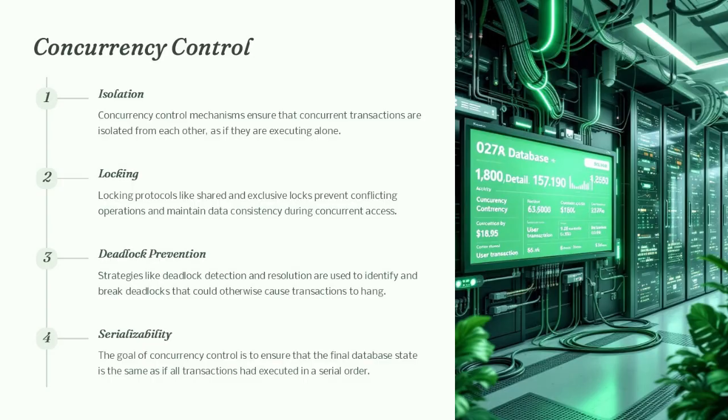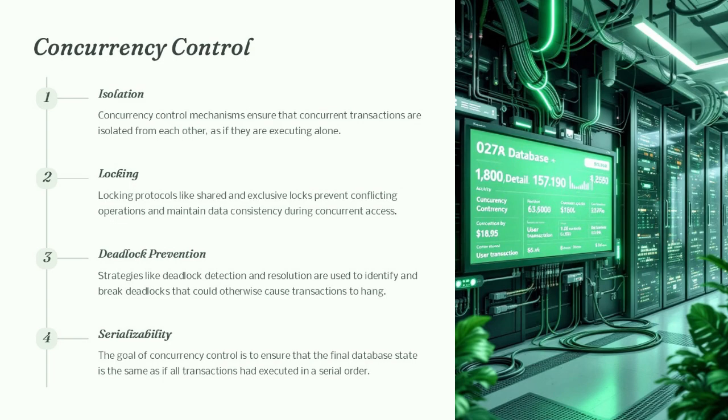Concurrency control is critical for maintaining data integrity and consistency in database systems with multiple users and transactions. The key goals are isolation, preventing conflicting operations, and ensuring the final state is the same as a serial execution. Locking protocols like shared and exclusive locks are used to control access and prevent conflicts during concurrent operations.